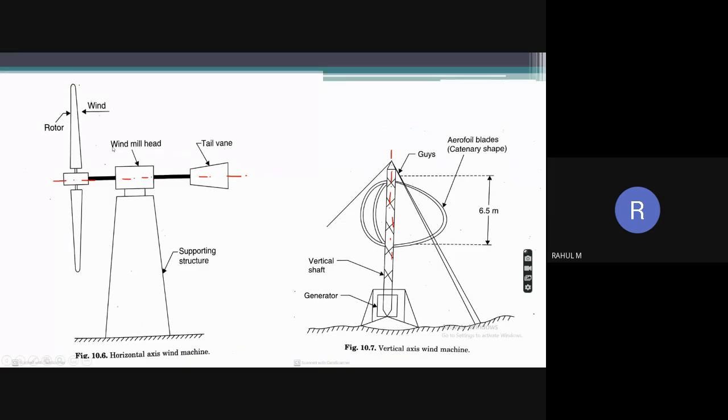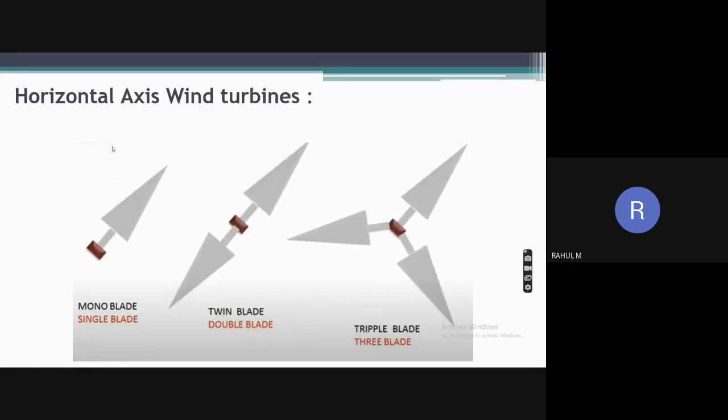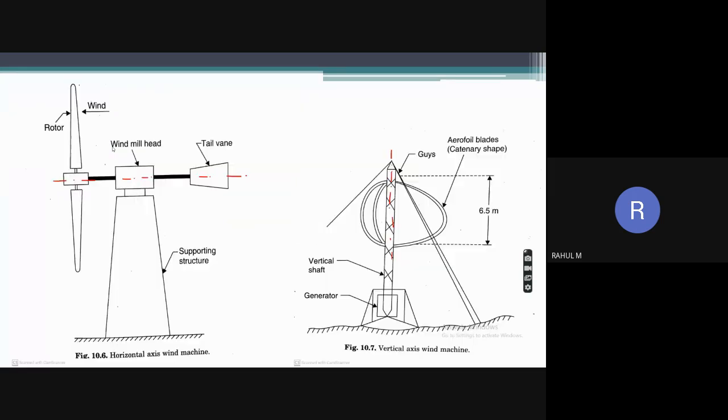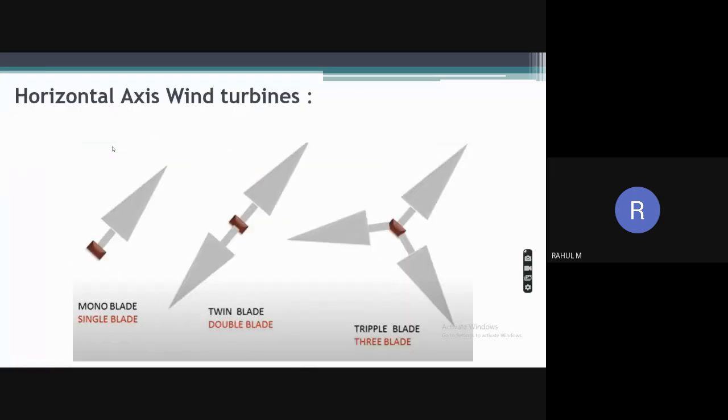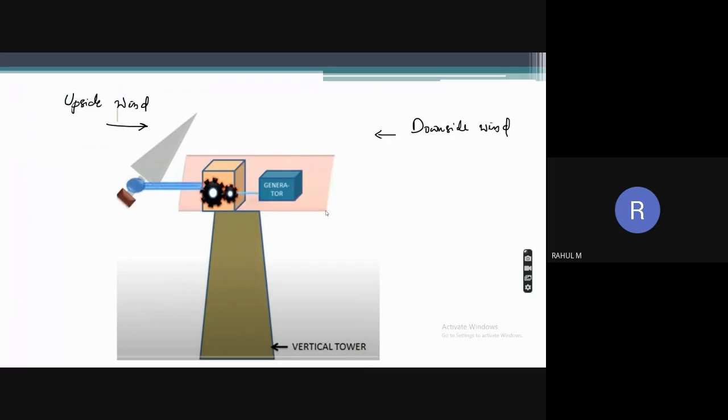Okay, so we'll see that in detail, starting with the horizontal axis wind turbine. There are different types of blade arrangements, starting with a mono blade, which is a single blade system. Similarly, there is the twin blade system, where the wind turbine has this kind of arrangement. The third one is the triple blade system, where the blades are arranged in this fashion. Here it is 180 degrees, and here the angle between the blades is almost 120 degrees. We'll see that one by one.